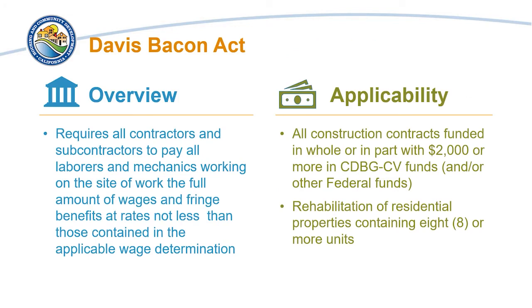The Davis-Bacon Act requires all contractors and subcontractors to pay all laborers and mechanics working on the site of work the full amount of wages and fringe benefits at rates not less than those contained in the applicable wage determination. These requirements apply to all construction contracts funded in whole or in part with $2,000 or more in CDBG-CV funds and/or any other federal funds. For rehabilitation of residential properties, DBRA requirements only apply to properties containing 8 or more units.